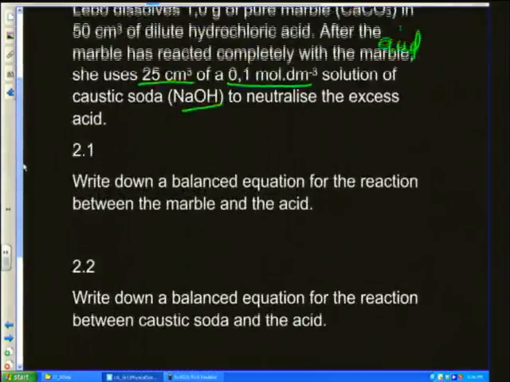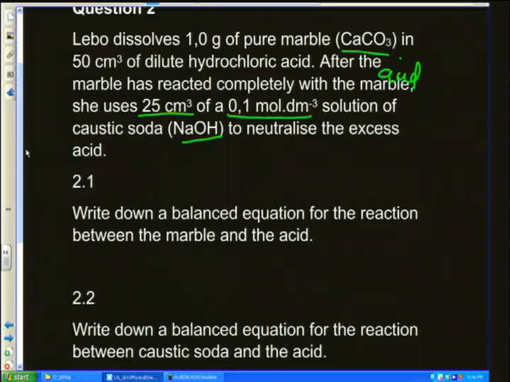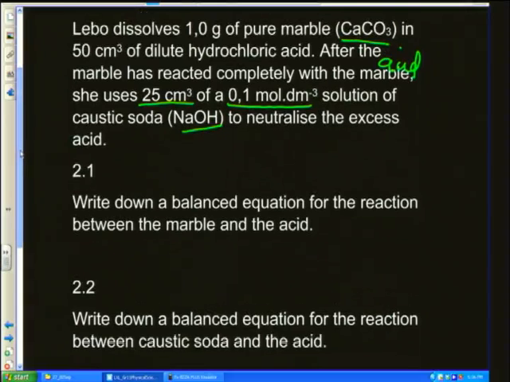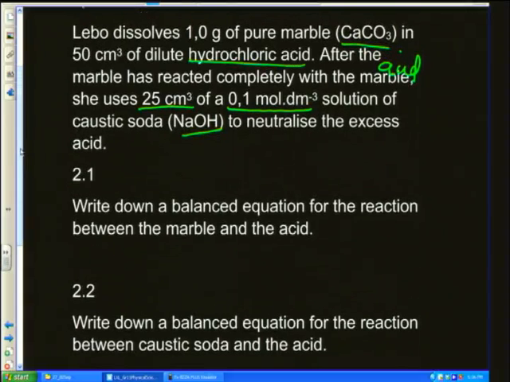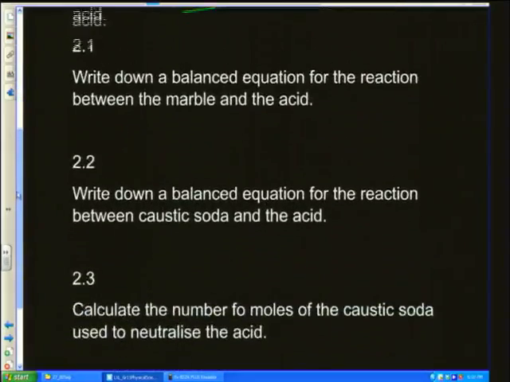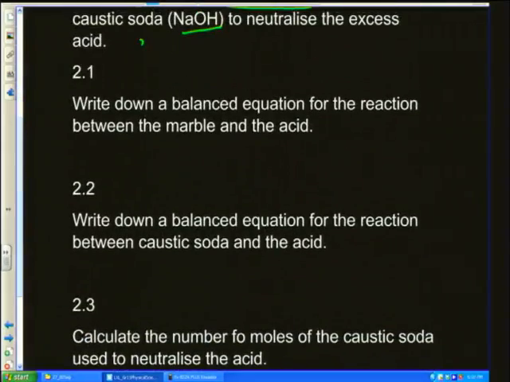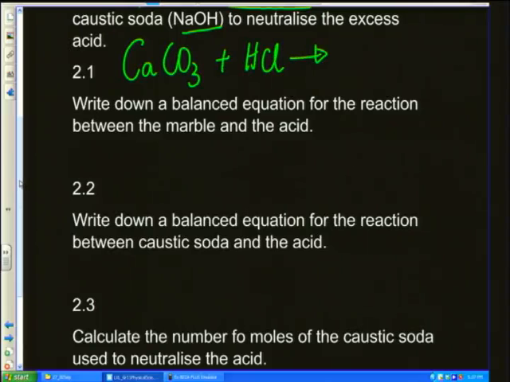Okay, the marble is calcium carbonate. So the acid is what? Hydrochloric acid. So you have got here calcium carbonate plus hydrochloric acid. You are going to form calcium chloride plus water plus carbon dioxide.